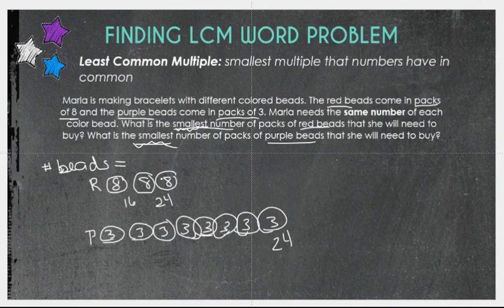They could have listed out the 8s and say, okay, well, if I had 2 packs, that's 16. 16 can't be divided by 3, so I can't get the right number of purple packs. But once they get to 3 packs of red and they say that's 24, can I get packs of 3 beads and get 24? Yeah, I could. I could get 1, 2, 3, 4, 5, 6, 7, 8. So they would get 8 packs of purple beads and 3 packs of red beads.